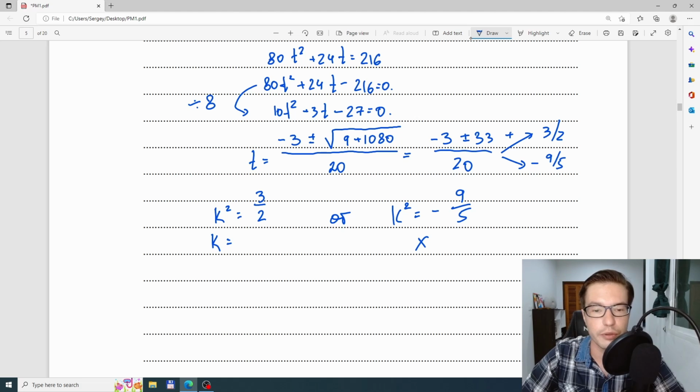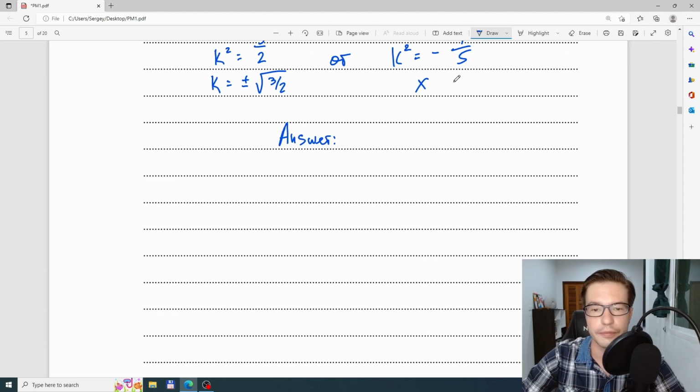But we can take the square root of 3 over 2. However, don't forget that we have two values, plus or minus. Here we go. That's the answer for that question. k equals plus or minus the square root of 3 over 2.